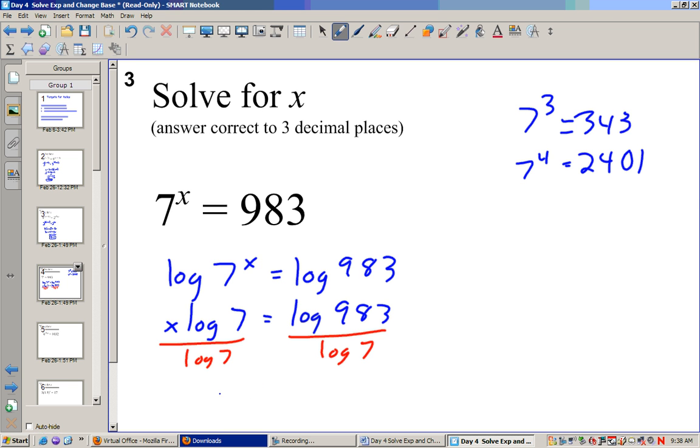And I have x is equal to, well, if I use my calculator here, the log of 983 divided by the log of 7. That will equal 3.541. And that is my value. And notice how we were right. It was between 3 and 4. Turned out really close to being halfway in between there.